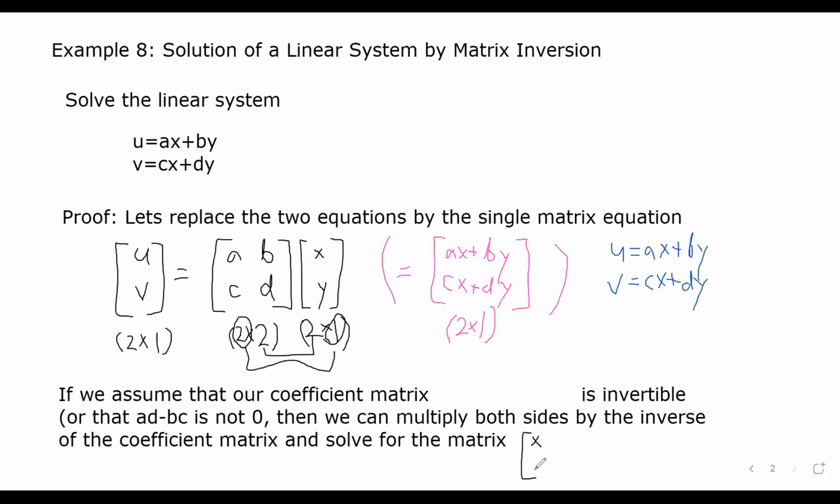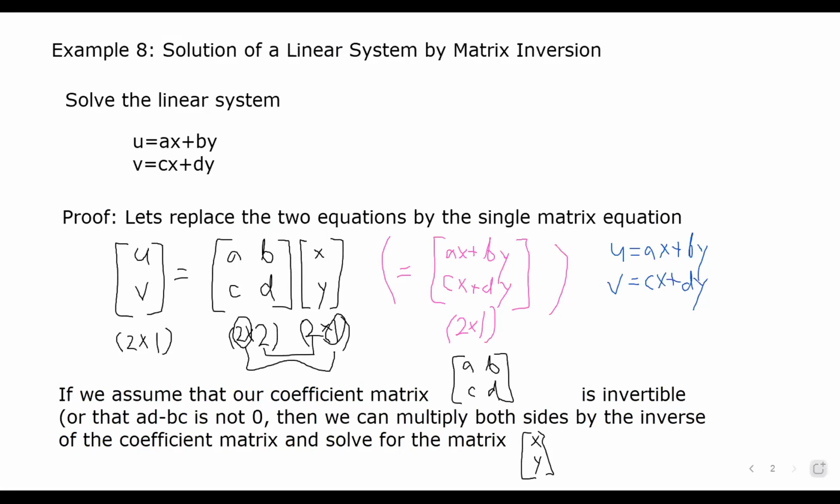Solve for this matrix. The coefficient matrix is just this one, A, B, C, D. If we assume that our coefficient matrix A, B, C, D is invertible, or AD minus BC is not zero, then we can multiply both sides of the equation by the inverse of the coefficient matrix and solve for this matrix.